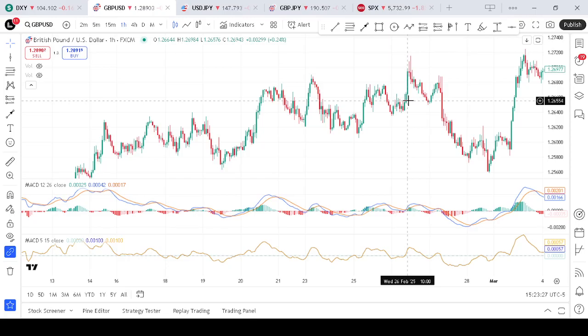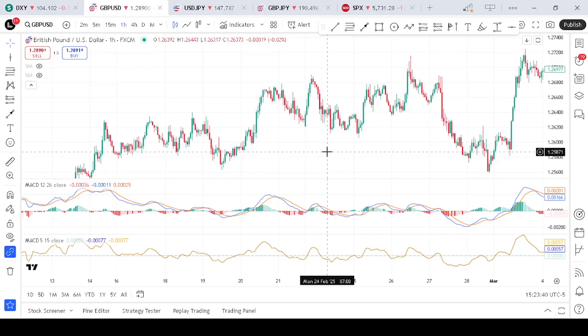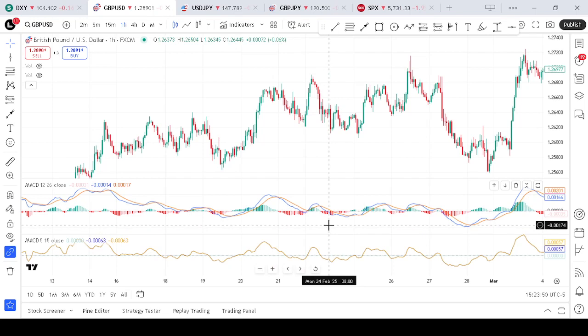Now let's see how we can look for entry signals. Once you have confirmed the trend direction with the slower MACD, it's time to look for entry signals using both MACDs. You would want both MACDs to show a golden cross, when the MACD line crosses the signal line, before entering the trade. This dual confirmation ensures that you are trading in sync with both short-term and long-term trend directions.